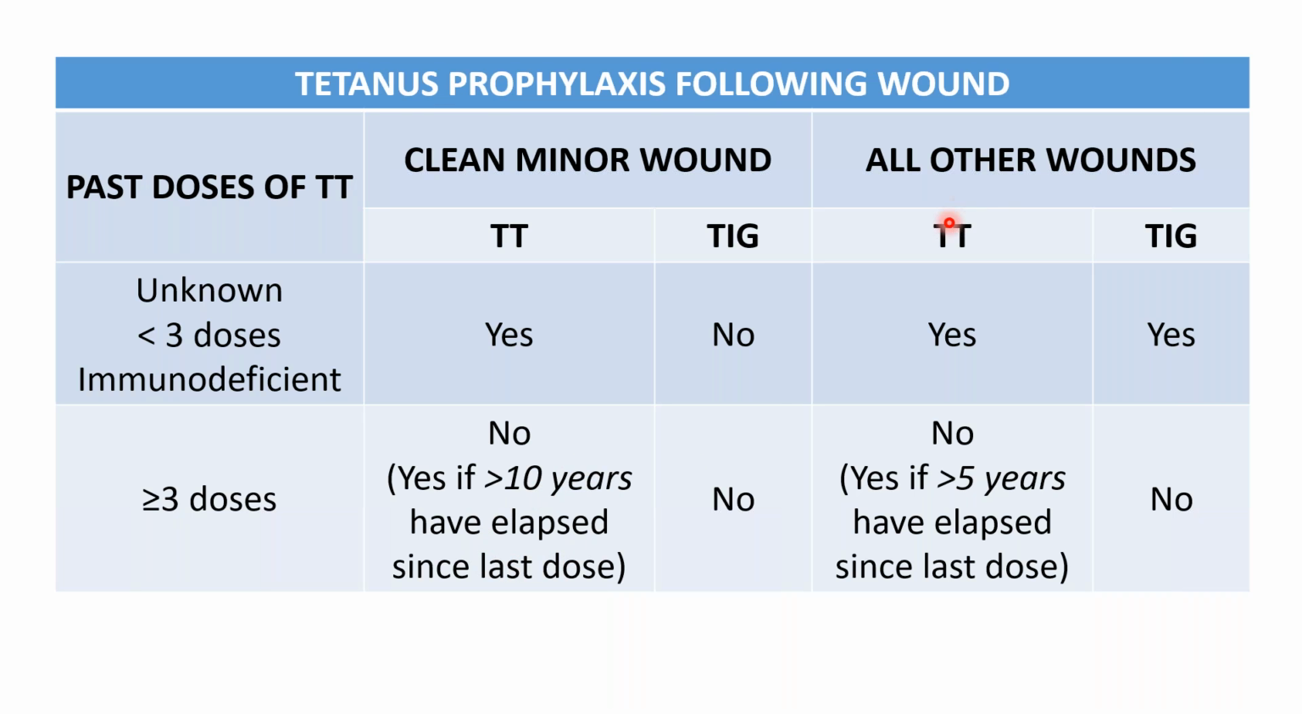Okay. Now, for all other wounds, that means dirty wounds and major wounds, large, deep wounds, for them, if the immunization status is unknown, again, you need to give tetanus toxoid as well as tetanus immunoglobulin also. But if the person has been immunized with greater than or equal to 3 doses of tetanus containing vaccines, then revaccination is not required unless more than 5 years have elapsed since the last dose. And in these immunized individuals, tetanus immunoglobulin is usually not required. Okay.